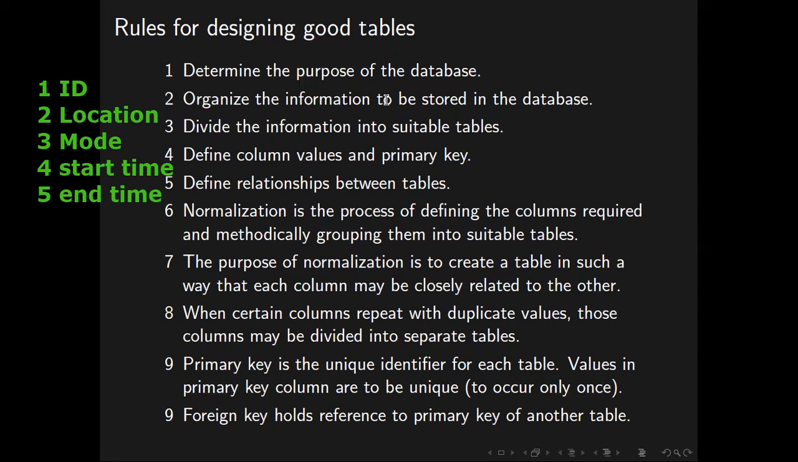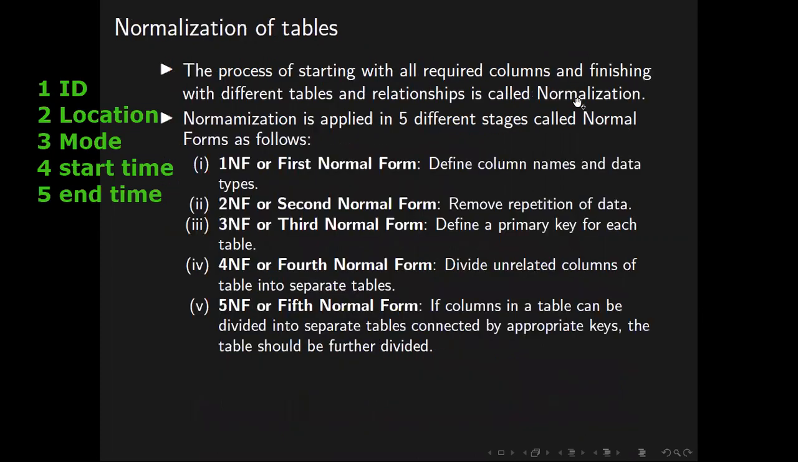Normalization has got several forms: first normal form, second normal form, third normal form. Okay, what is normalization in general? Restructuring the table for avoiding repetition. Normalization starts with the first normal form, 1NF, and ends with the fifth normal form. There are 5 normal forms in the normalization process.